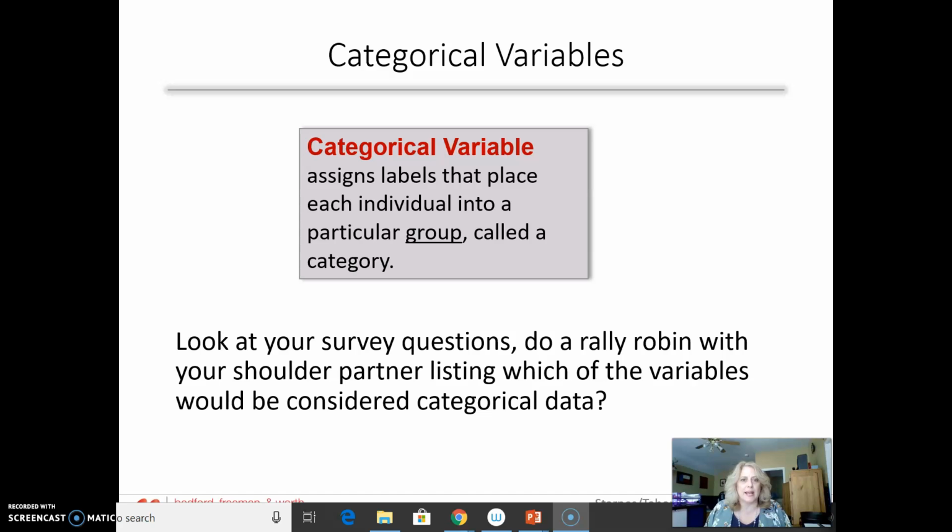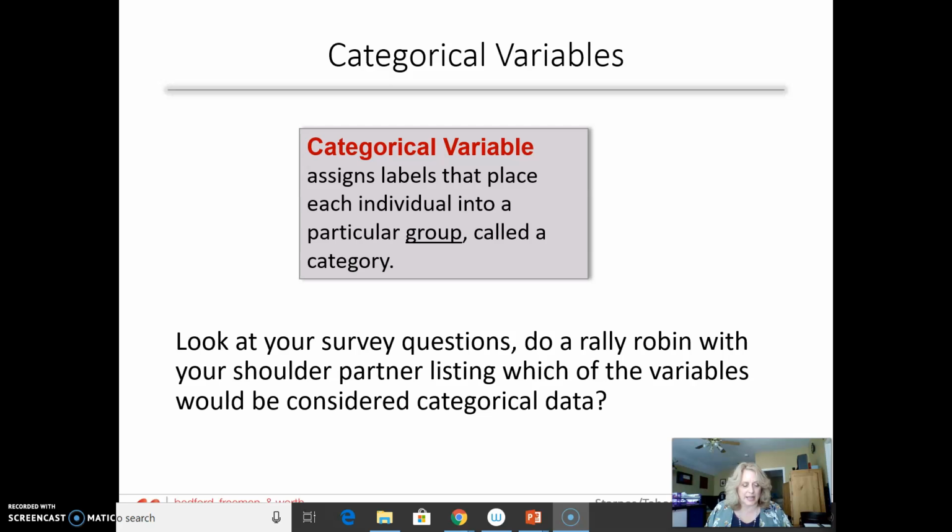A categorical variable assigns labels that place each individual into a particular group called a category. Here it says, look at your survey questions, do a rally robin with your shoulder partner, listing which of the variables would be considered categorical data. Clearly, if you're watching this video, you likely don't have a shoulder partner. So what you're going to do is look at your survey and decide which of these you think would be categorical.